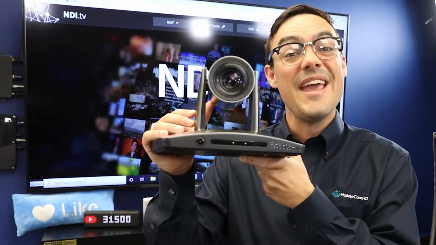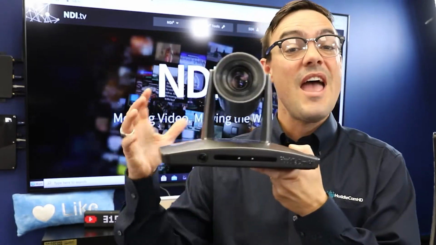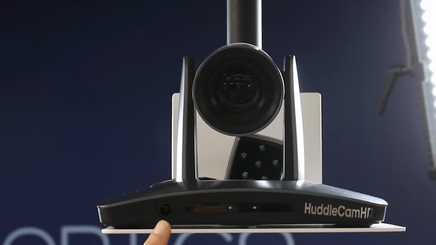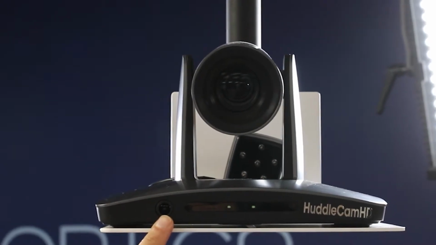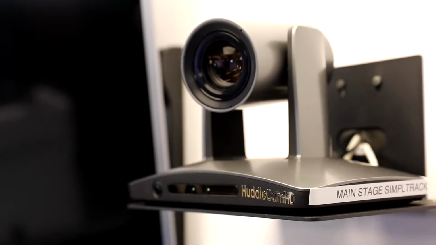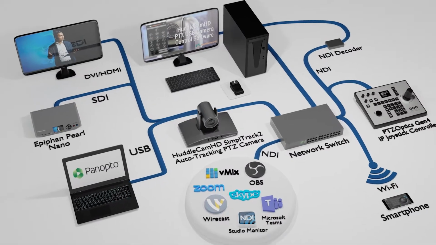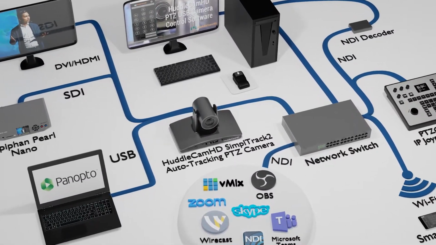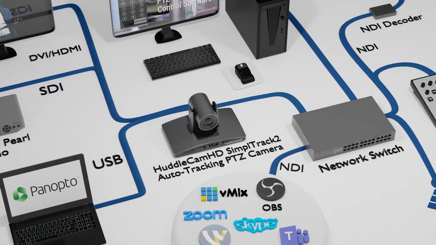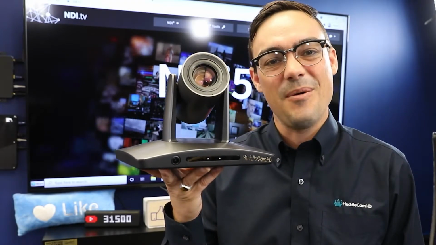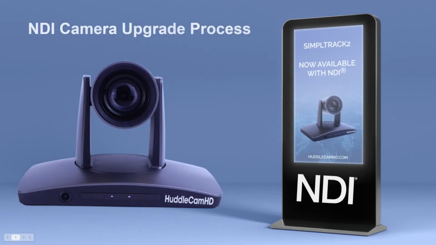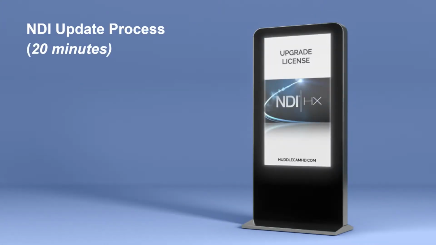The HuddleCamHD SimplTrack2 and HuddleView can now be upgraded to support two NDI video outputs. NDI can be used to connect your camera with hundreds of software and hardware options, just leveraging your local area network. In order to update the SimplTrack2 to support NDI, you can follow the following steps.